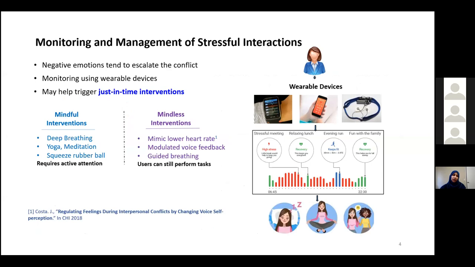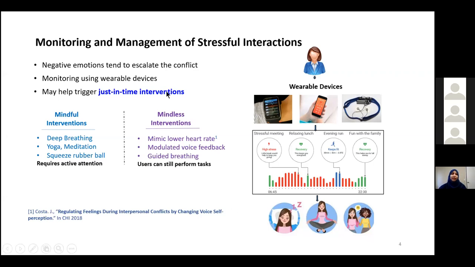So what is the advantage of monitoring stressful interactions? We know that negative emotions tend to escalate conflict, and if we can identify that we are feeling negative emotions, we can control them, which can lead to a better conversation. Wearable devices like smartphones and smartwatches have the capability to monitor stress level, and they can prompt us: okay, your stress level is rising, please take a break or de-stress. So we can pause the conversation, maybe drink some water or take a break, or divert the conversation so that we don't escalate the conflict anymore.